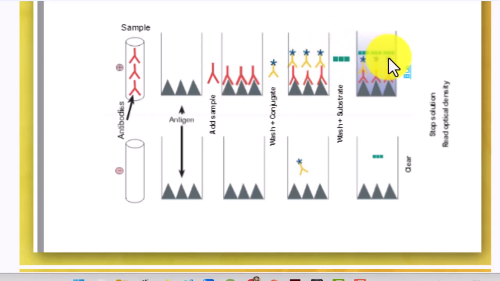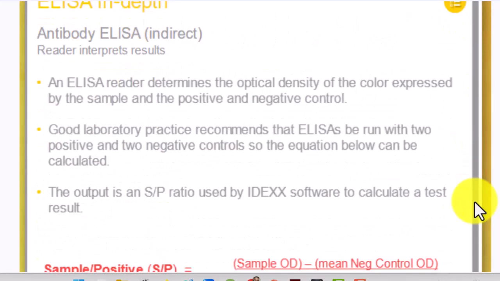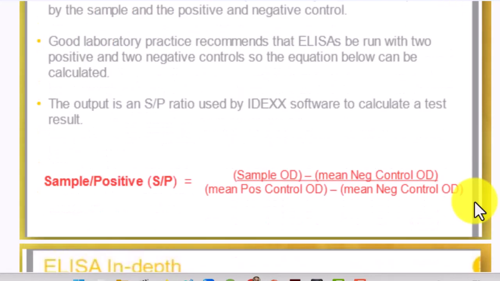We add the color material and the color develops, and we detect it under the reader. An ELISA reader determines the optical density of the color expressed by the sample, and the positive and negative control. You use it to make some calculations, and the software does everything for us and brings the result in the form of charts or tables. We can read the result, make conclusions, or interpret the result.